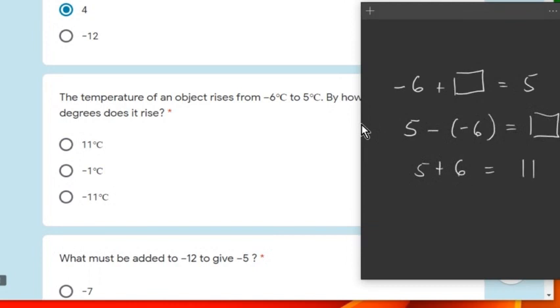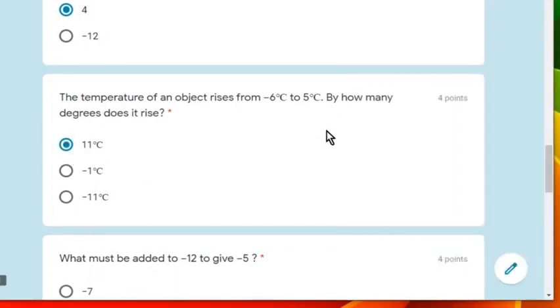Okay, so it's the same thing that we normally do. For example, if you ask yourself 2 plus what will give you 5, then to solve this is the same as 5 minus 2 will give you what you are looking for. So the correct answer is 11 degrees Celsius.